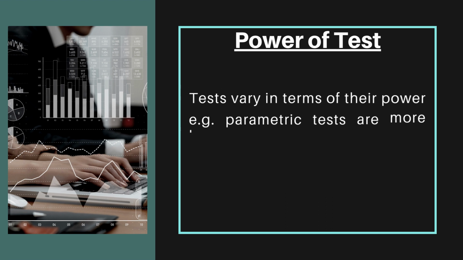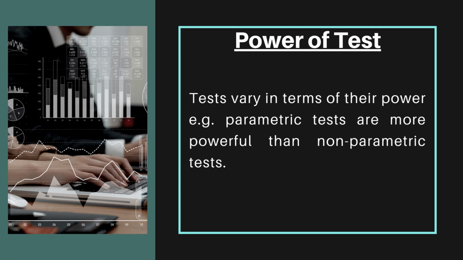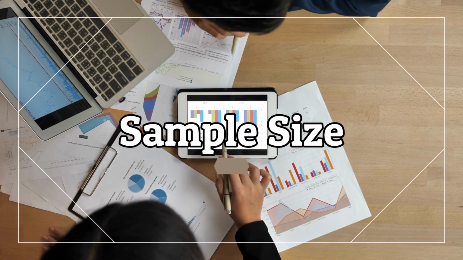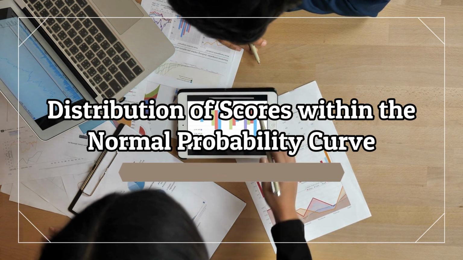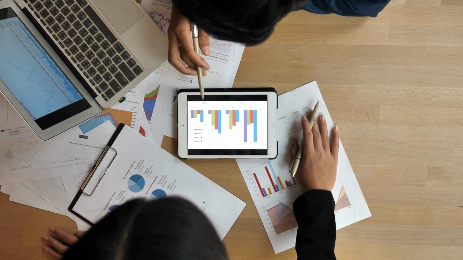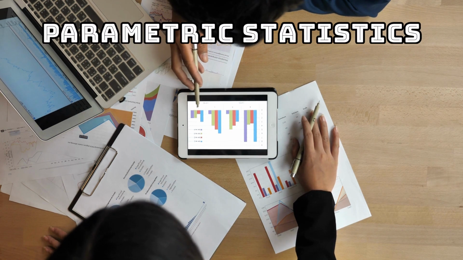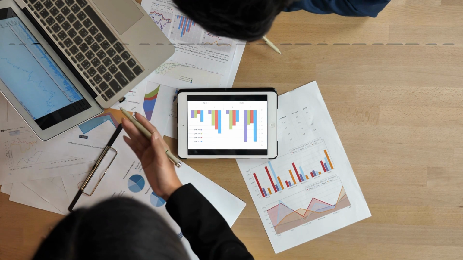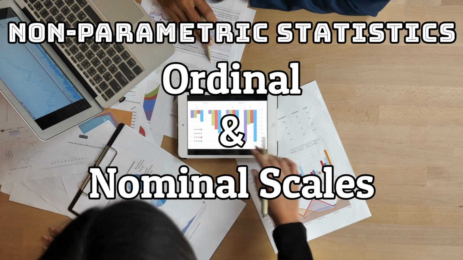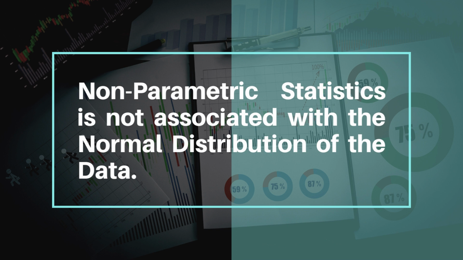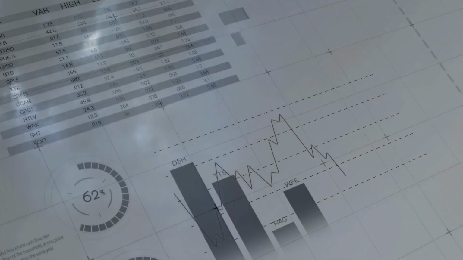Tests vary in terms of their power. For example, the parametric tests have their own strengths. They have different assumptions related to the sample size, related to the distribution of scores within the normal probability curve, and about the different levels of measurement. Parametric statistics takes into consideration the ratio and interval scales, while the non-parametric tests or statistics take into consideration the ordinal and nominal scales as well. Non-parametric statistics is not associated with the normal distribution of the data, and basically they take into account the scores in ordinal or nominal form.